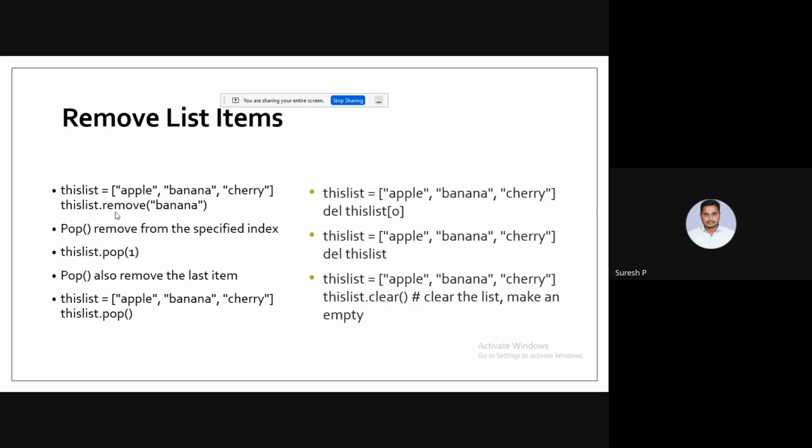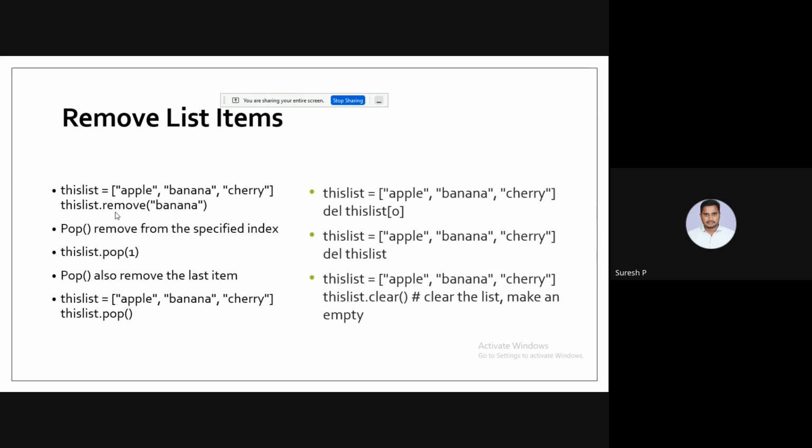The next one is pop. Another one is the pop function. Normally you can use the pop function with a specified index. When we use the pop function with the specified index, that indexed element will be removed. For example, pop of 1 means the first indexed element will be removed. In the first index we have banana, so that will be removed.